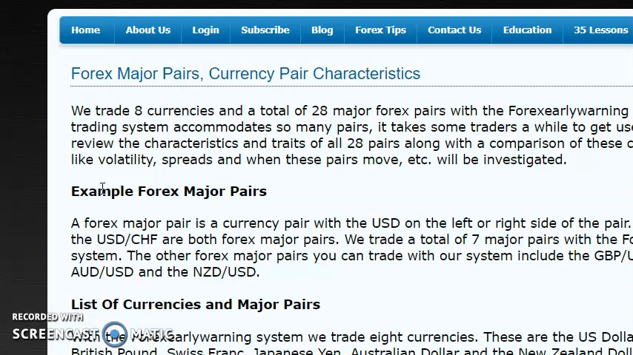So a Forex major pair is a currency pair that has the US dollar on the left or the right. Some examples would be the British pound USD, the Euro USD, Aussie dollar USD, New Zealand dollar USD. These are Forex major pairs.